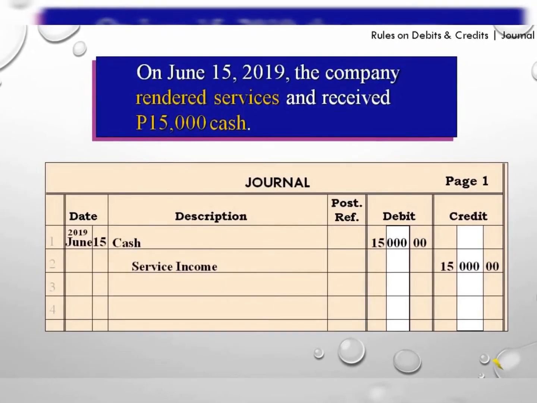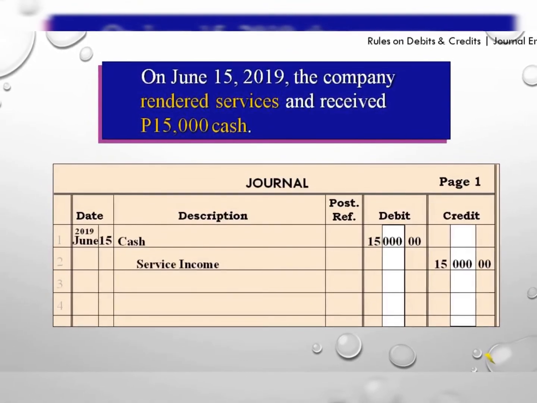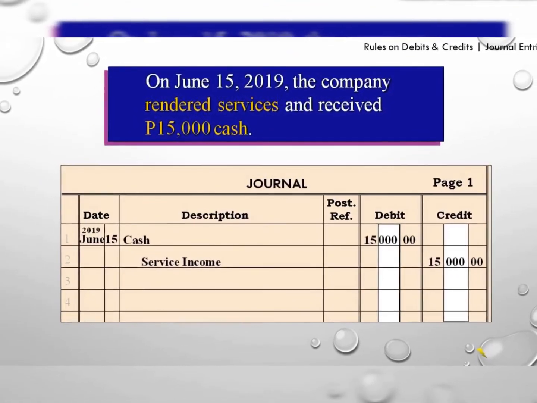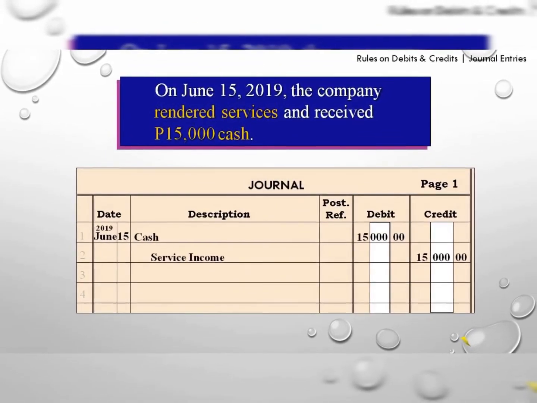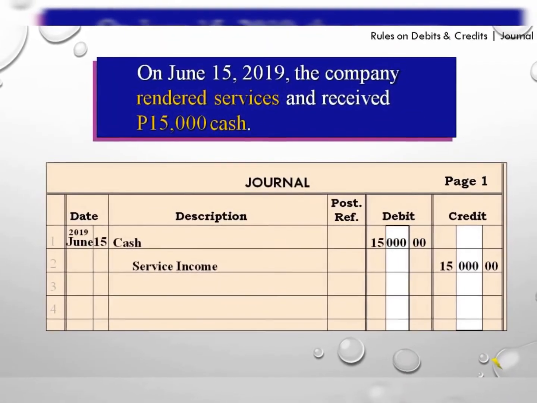Another example, on June 15, 2018, the company rendered services and received 15,000 in cash. Journal entries: cash debited, service income credited.